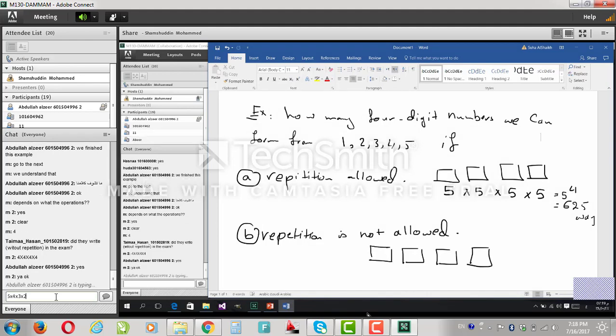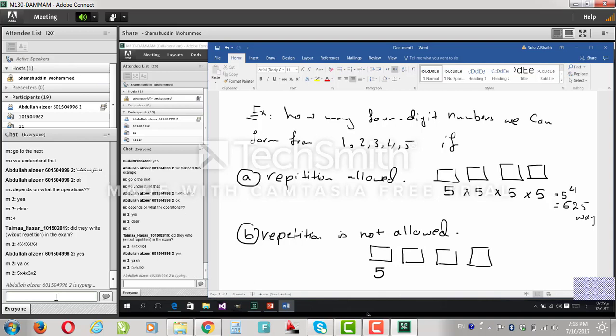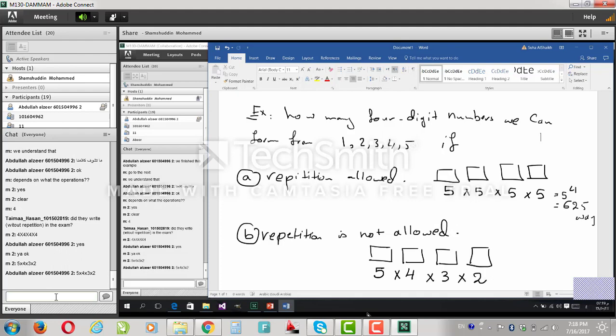If repetition is not allowed, I have 5 numbers to choose from. The first place I have 5 options. With a number I cannot use it again, so it will be 4, then 3, then 2.